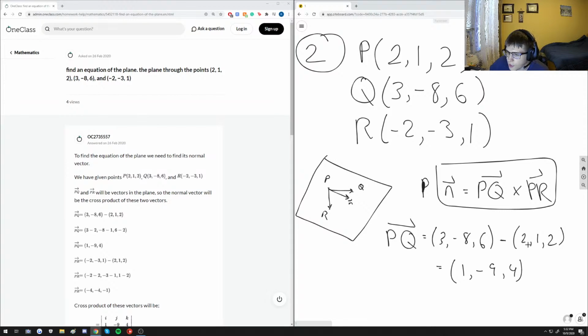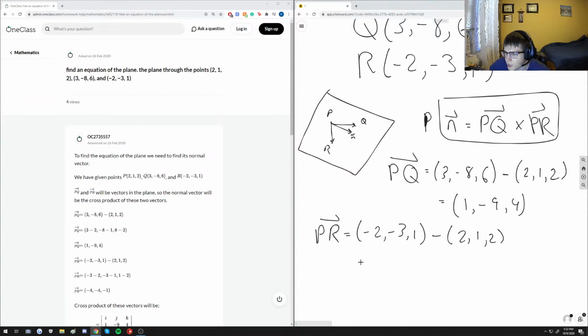Okay. So with that, we can also define PR. So PR would be the point at R minus the point at P. So we would get (-2, -3, 1) minus (2, 1, 2).